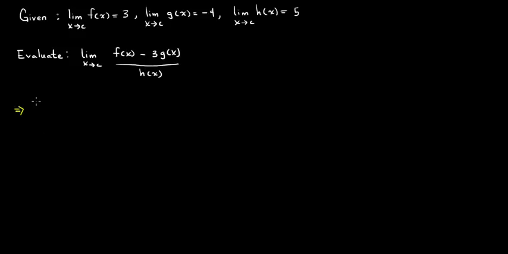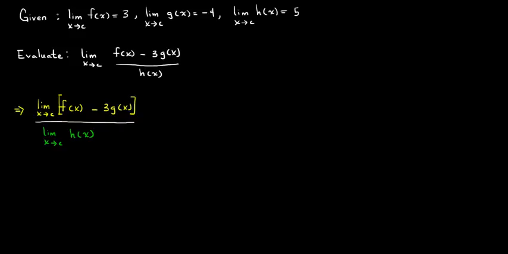limit problem as such. So I'm going to take the numerator, I'm going to have the limit as x approaches c of f of x minus, let me put this in brackets, 3 times g of x, and let me close off the bracket, divided by, so this is going to be all over, the limit as x approaches c of h of x. So what I've done is I've rewritten this limit as the limit of the numerator all over the limit of the denominator.